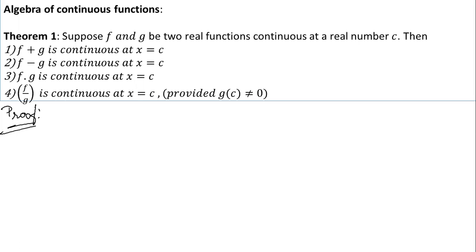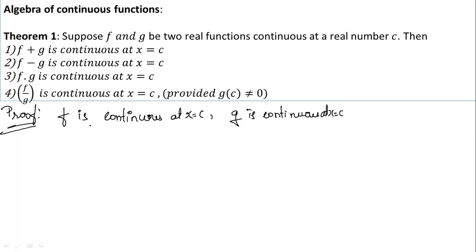Now f and g are continuous real functions at x is equal to c. So f is continuous at x is equal to c. Similarly, g is continuous at x is equal to c. What do you mean by f is continuous? What can we make out from this? If f is continuous at x is equal to c, it satisfies three conditions: f of c exists, the limit of f of x as x tends to c exists, and both are equal.